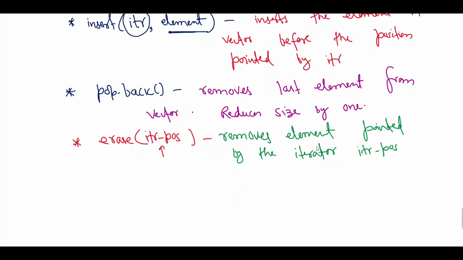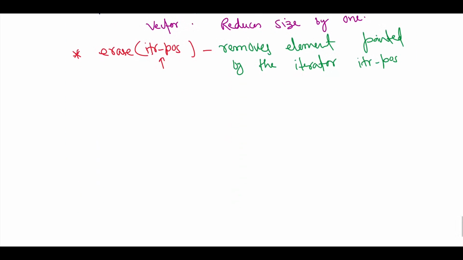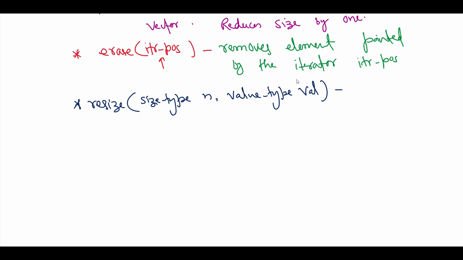If you want to resize the vector, you can use functions like resize, and here you have to pass size type and value type. This function is going to resize the vector to n elements. If the current size of the vector is greater than n, then trailing elements are removed from the vector, and if the current size is smaller than n, then extra values are added at the end of the vector, which are these values.